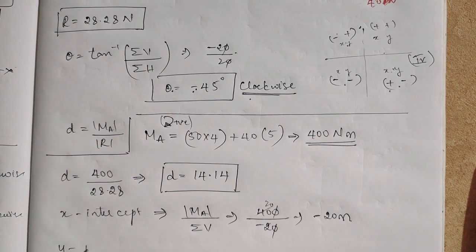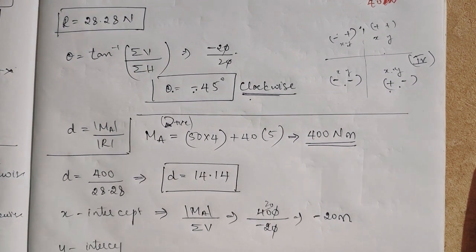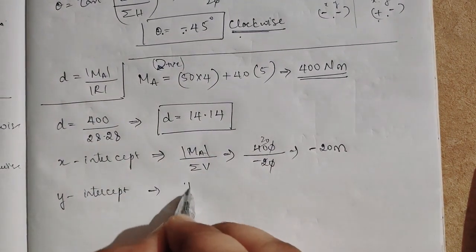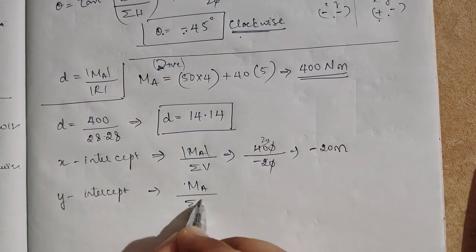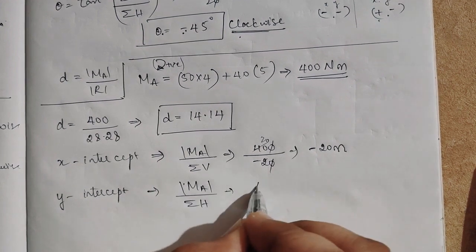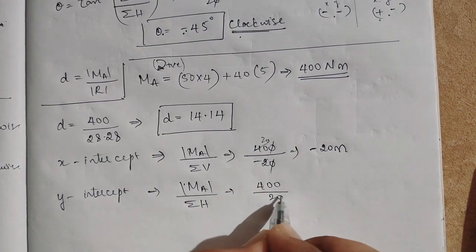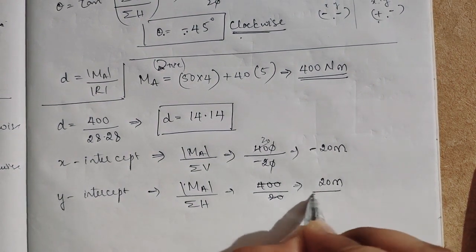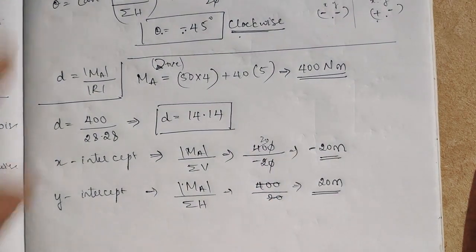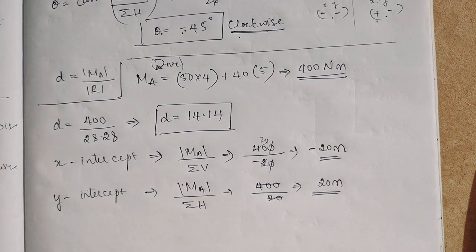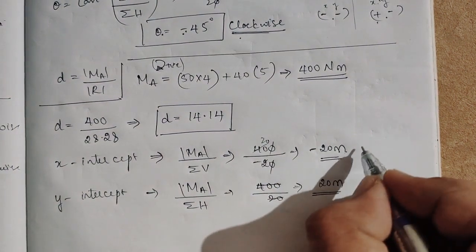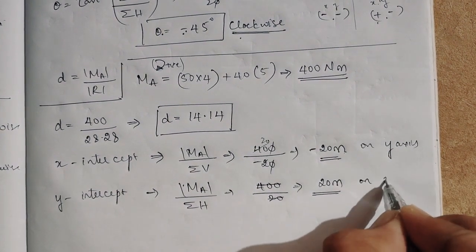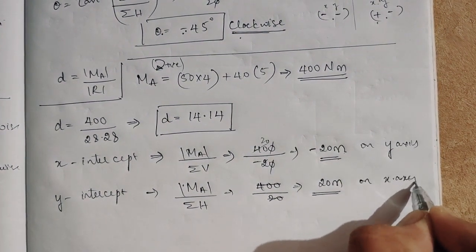Then y-intercept, I'll take upwards. So moment about A divided by horizontal forces, so 400 by 20 Newton, it will be 20 meter. So x-intercept is denoted on the x-axis, y-intercept is denoted on the y-axis.